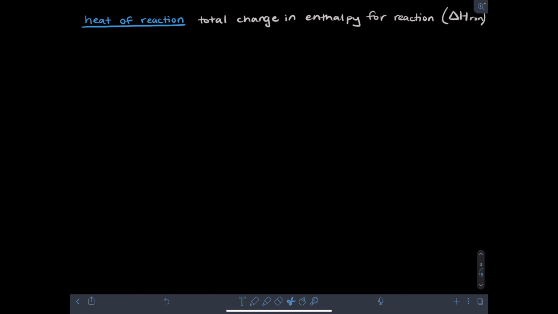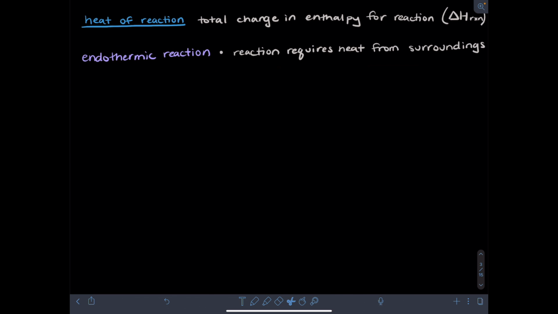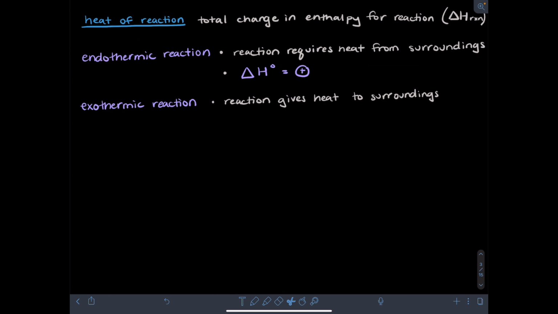The total change in enthalpy for a reaction, called delta H for that reaction, is known as the heat of reaction. A reaction that requires heat from the surroundings is known as an endothermic reaction. In this case, the heat of reaction, delta H, would be positive. An exothermic reaction is one where the reaction gives off excess heat to its surroundings. For an exothermic reaction, the heat of reaction delta H will be negative.